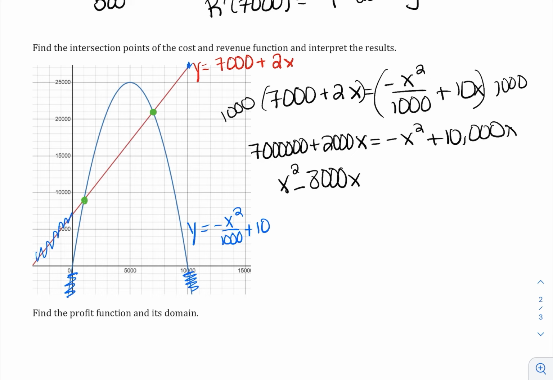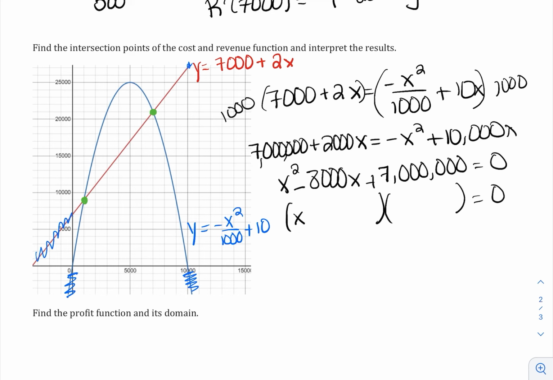And then plus, so let's see here. How much do I have? I have 7 million. So let's make sure I write all of the zeros. Is equal to 0. And I'm doing this by hand, but of course you can always check it with your calculator. And so this is actually going to factor nicely for us.